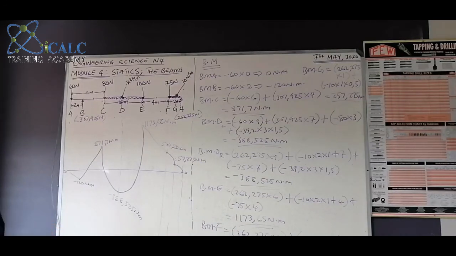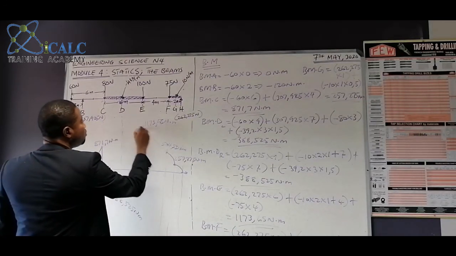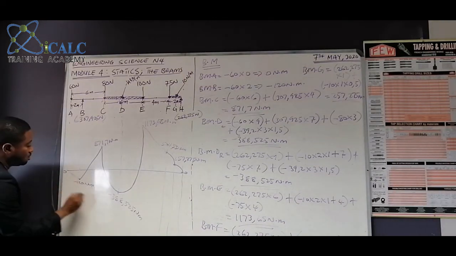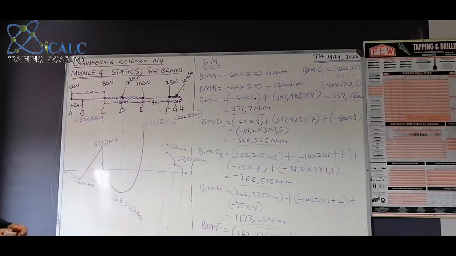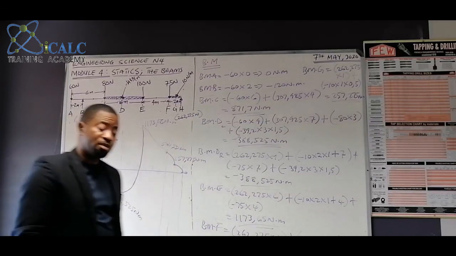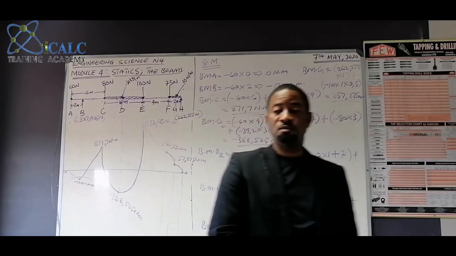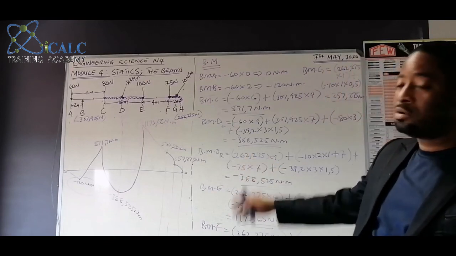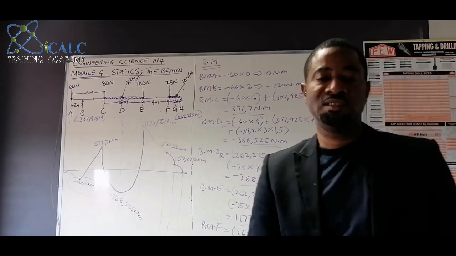Okay, so that is that. Also here, our highest point will be 1173.65 Newton meters, and our lowest point will be 120. So that is that about your beams, about bending moment, which you can score about 20 marks in this.